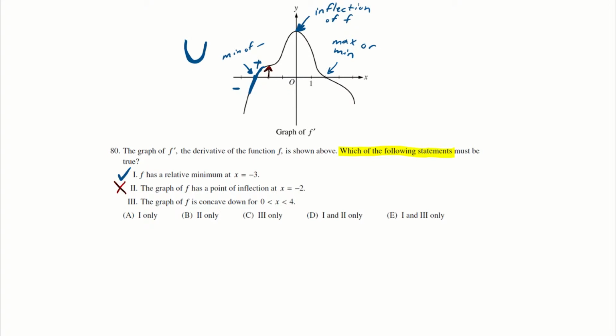Point 3, the graph of f is concave down for x from 0 to 4. So for those x values, is that concave down? For a function to be concave down, that means its slope must be decreasing. So if the graph of the slope is in fact decreasing, it's going down here, that means it is in fact concave down there on the original function. So we see that 1 and 3 are the only correct ones. Therefore, our correct answer overall is E.